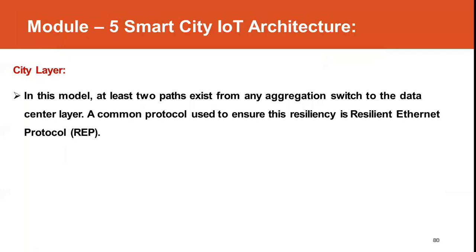In the city layer, there will be at least two paths between any of the nodes, because if there is a failure in any one of the paths, then the other path will be utilized. And a common protocol must be used to ensure the resiliency. That is called the resilient Ethernet protocol.